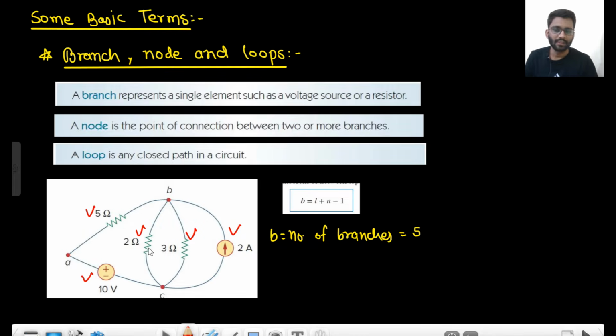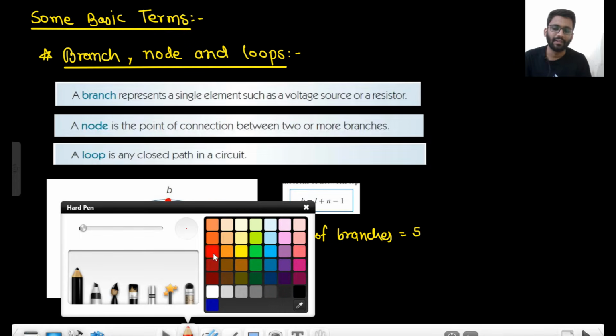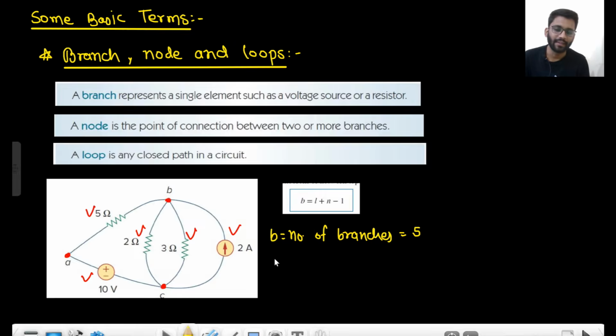Let's talk about nodes. What are nodes? An interconnection between two or more branches. This is one node, node A, this is node B, this is node C. I will represent the number of nodes as N. So the number of nodes is 3.